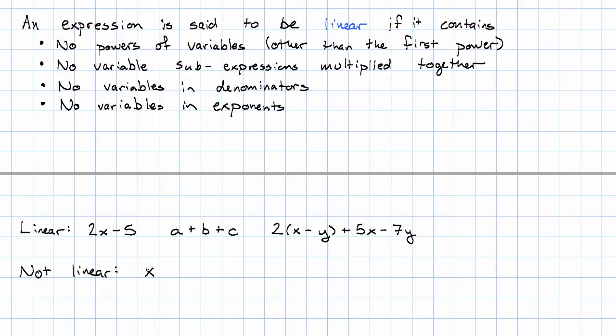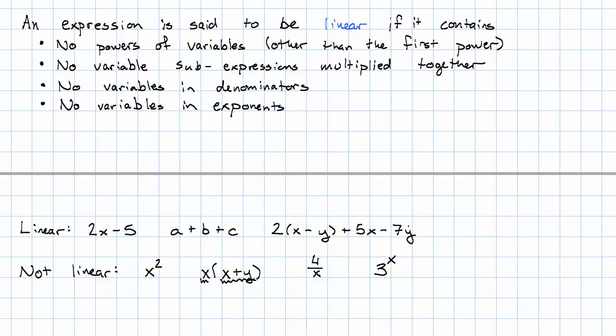So what might it look like to have something that's not linear? Well, if we have just x squared, that's a power of a variable other than the first power. If we have x times x plus y, here's a variable sub-expression, and another variable sub-expression, and they're multiplied together. Here we have 4 over x. x is in the denominator. And 3 to the x power. There's a variable in an exponent. None of those are linear. If our expression doesn't break any of the 4 rules for a linear expression, then it's linear.